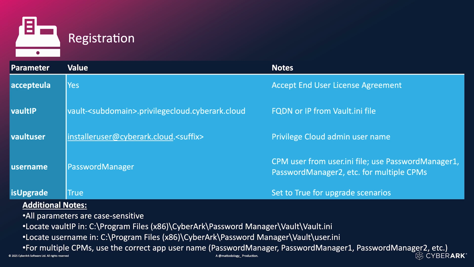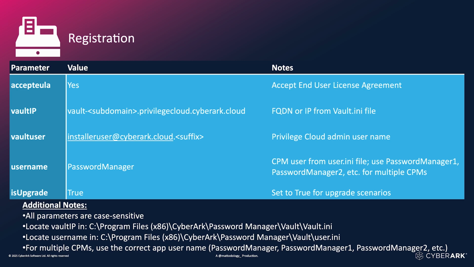You can also find this value in C:\Program Files (x86)\CyberArk\Password Manager\Vault\vault.ini. In most privileged cloud deployments, the FQDN follows this format: vault-subdomain.privilegedcloud.cyberark.cloud. Next, set Vault user to the name of the Privileged Cloud admin user performing the installation or upgrade.